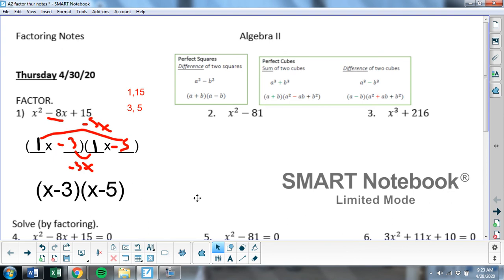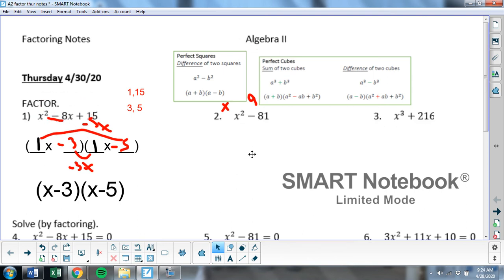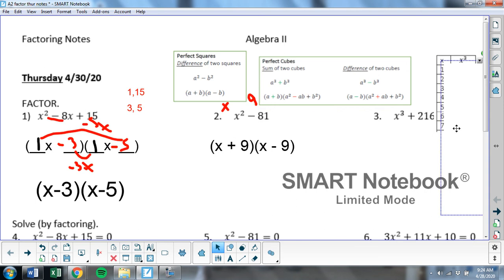Number 2, there's no GCF. This is a perfect square, and this is a perfect square. There's a minus in the middle, so it fits this exactly. So let's think about what's being squared here is x, so that's my a value. What's being squared here is 9, that's my b value. What do I do with a and b? All right, x plus 9, x minus 9. And those are my two factors. All right, let's keep going to number 3.